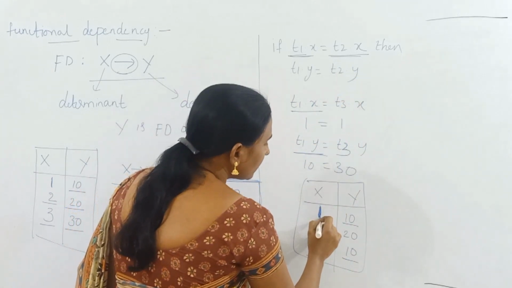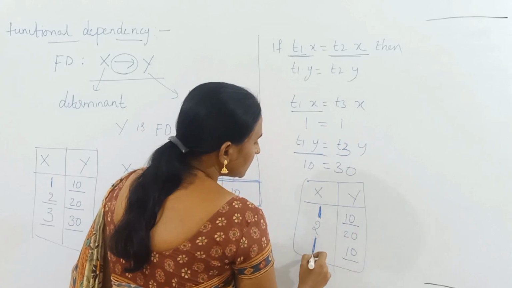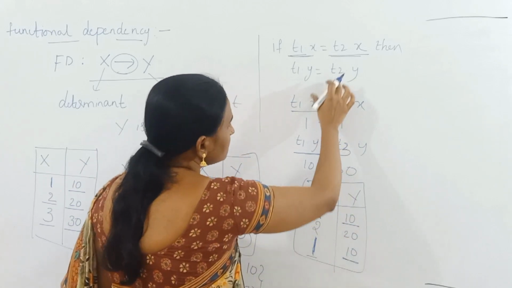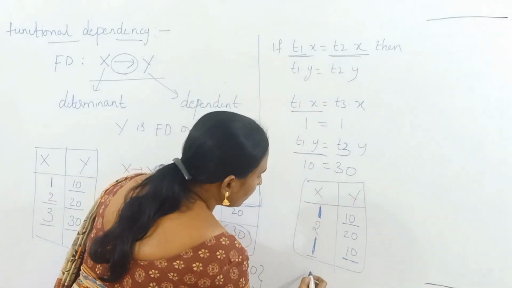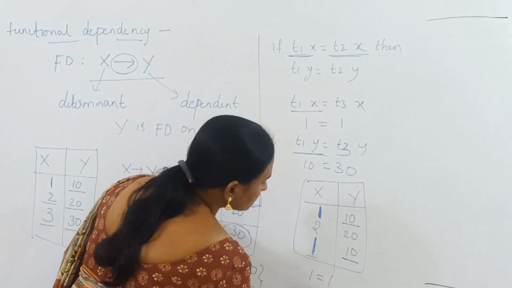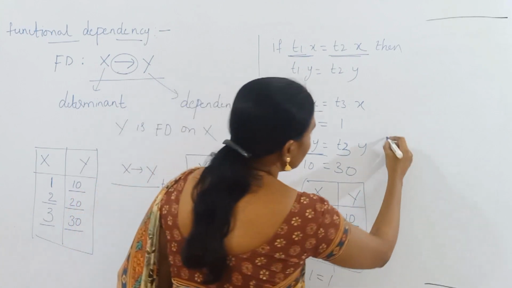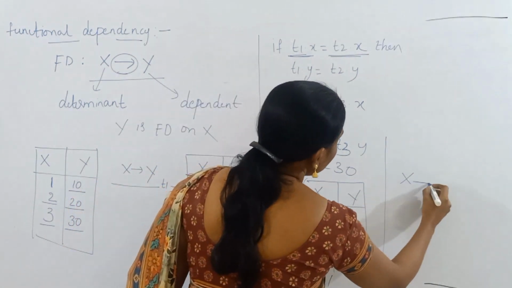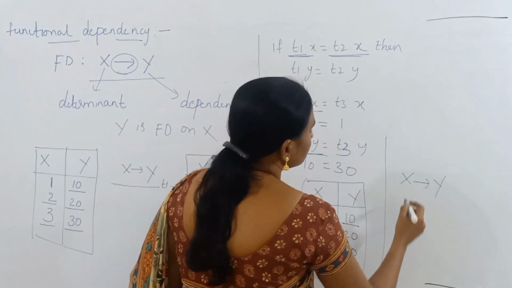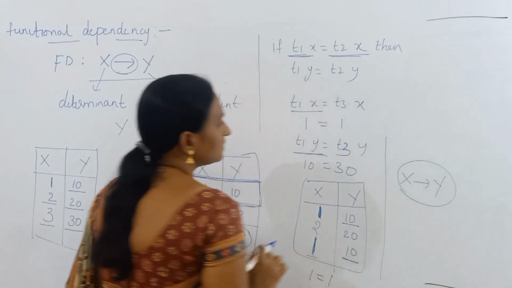So x value 1, y value 10. Here also x value 1, y value 10. So this condition is satisfied. So 1 equal to 1, y values also 10 equal to 10. So in this case, functional dependencies exist. We can say that x determines y. This type of functional dependency exists.